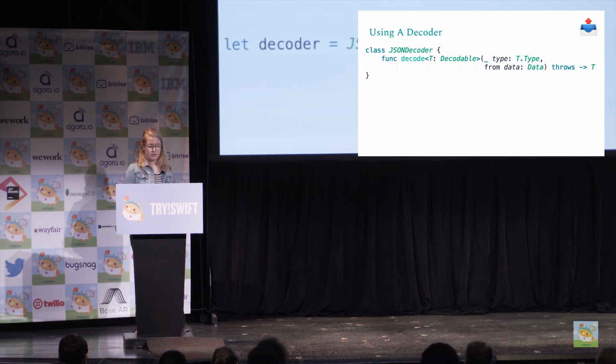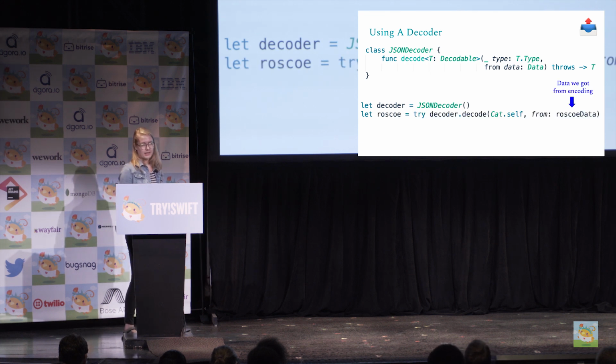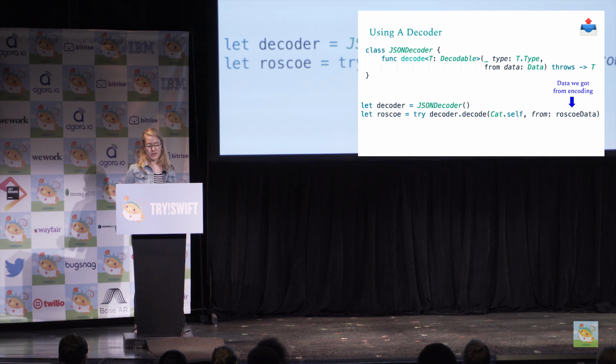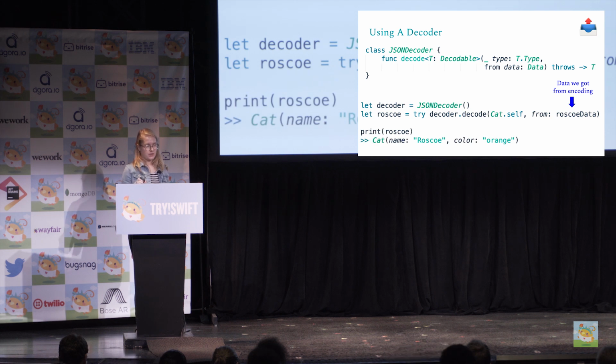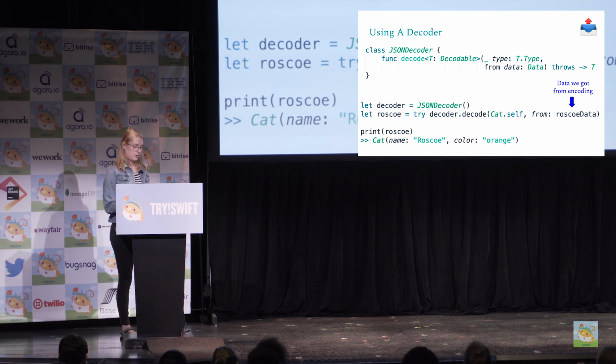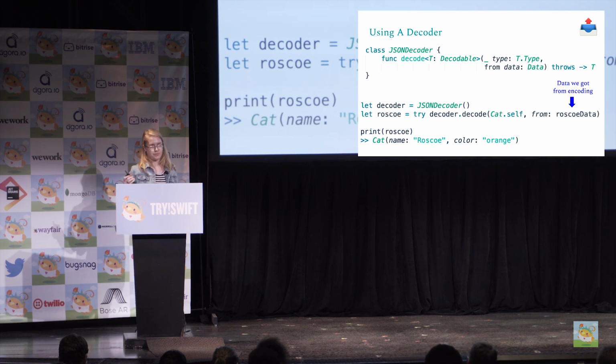So using this decoder, we'll create an instance of JSONDecoder. And then we're going to pass in the Cat type that we want out, as well as the data we got from encoding, since we know that's properly UTF-8 encoded data. And then we can print out the resulting struct. And we get back this struct that just matches the one that we started off with. So we've successfully round-tripped this cat through JSON now.